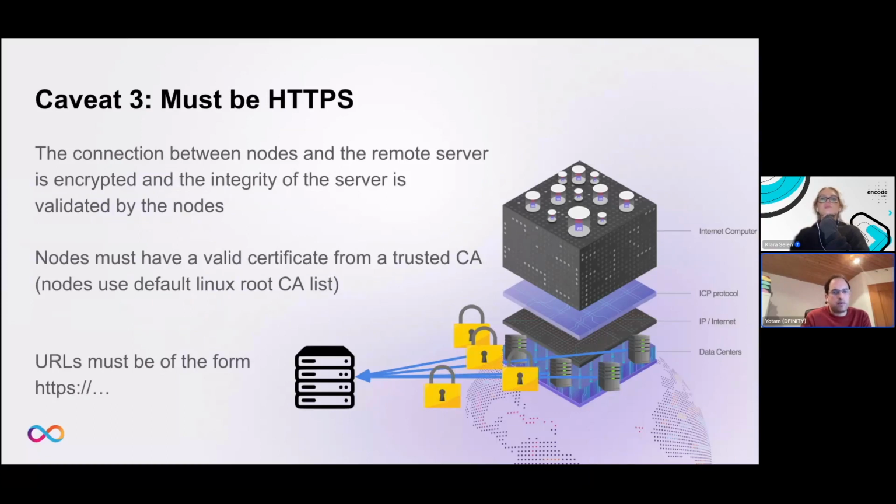Next caveat, it must be HTTPS. We enforce TLS, and we enforce the validity of the certificates. We use the default Linux root CA list, and the nodes will enforce this. Every node uses its own Linux stack to make the request, and it will enforce TLS and HTTPS on the connection. So the URLs must be HTTPS, and the certificate must be valid, and so on.